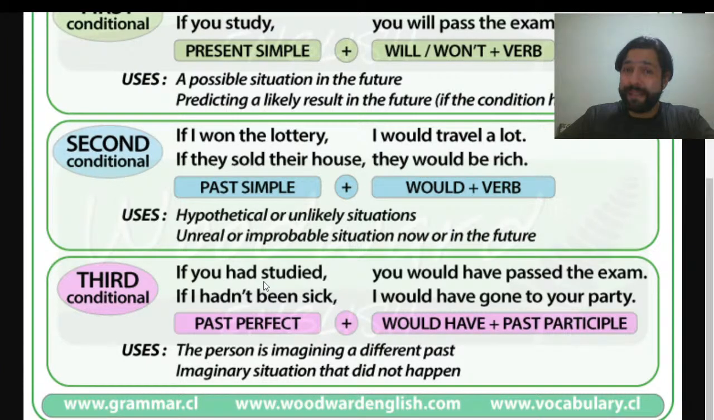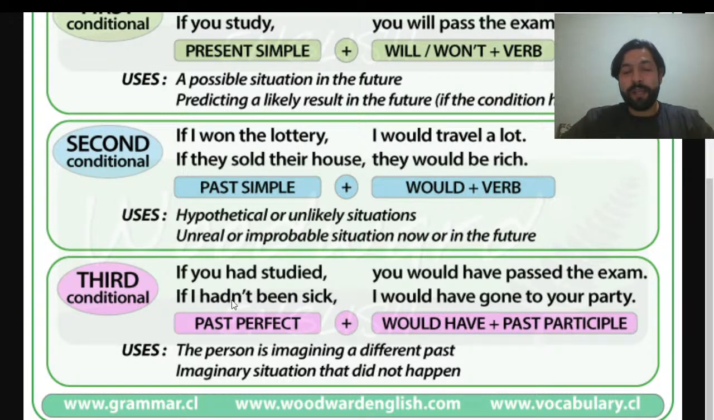If you had studied, you would have passed the exam. So what happened in reality is completely the opposite. So if you had studied, but in real life I didn't study. You would have passed the exam, but in real life I didn't pass the exam. Okay? So basically, if the third conditional sentence is affirmative, the reality was negative, so it didn't happen. But can I go back and retake the test, study what I didn't study? No, I can't. So it's just imagination.